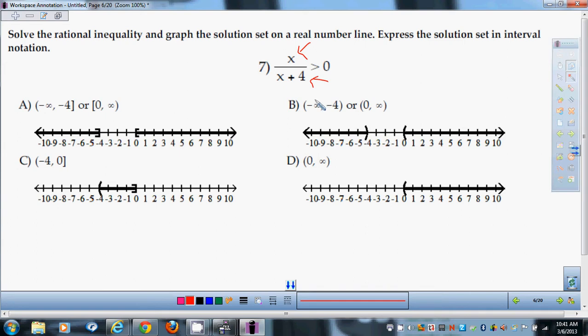Touché. You can knock out A and C. Ours shouldn't have brackets because we don't have an equal sign. Wow, I didn't even notice that. Very impressed. What's that?